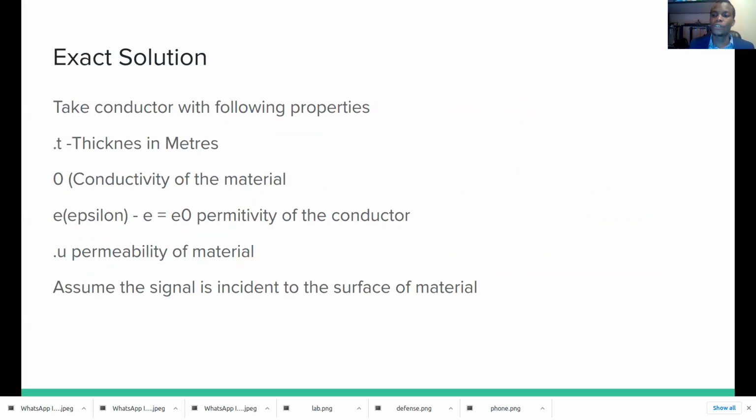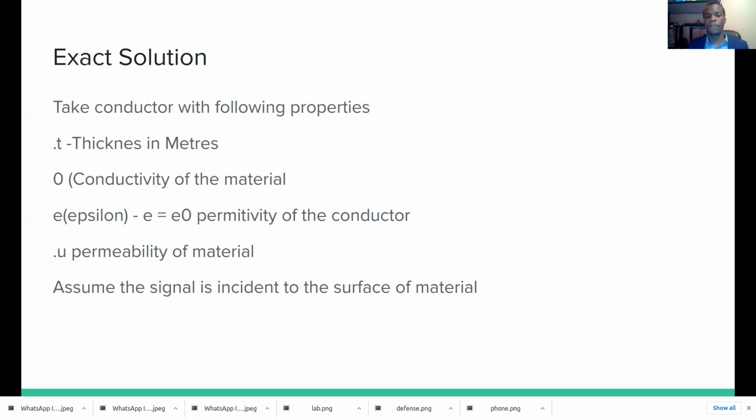So next, we want to look at the exact solution of the electromagnetic shielding effectiveness. This is where you need to buckle up. There's a lot of mathematics coming up, but I hope you'll be able to understand it.